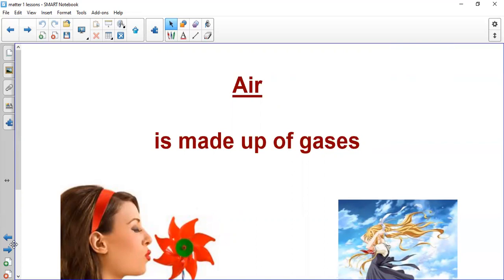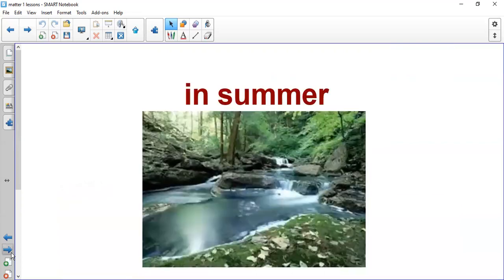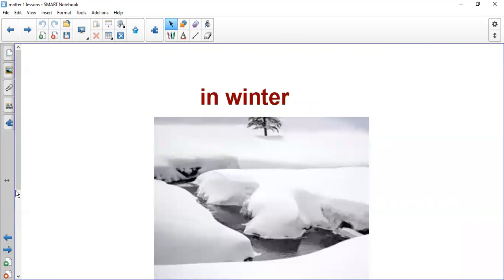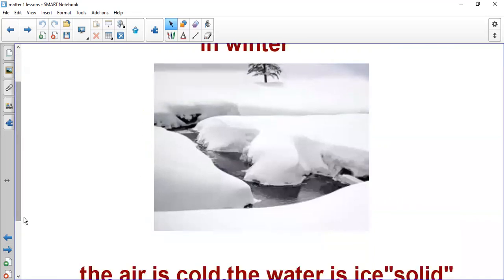We also said that in summer, if you look at the water in this pond, because the air is warm, the water is liquid. When the air is cold in winter, the water becomes ice. So the water in the stream or pond is affected by the temperature of the air. When it's warm, the water is liquid. When it's cold, the water is solid.